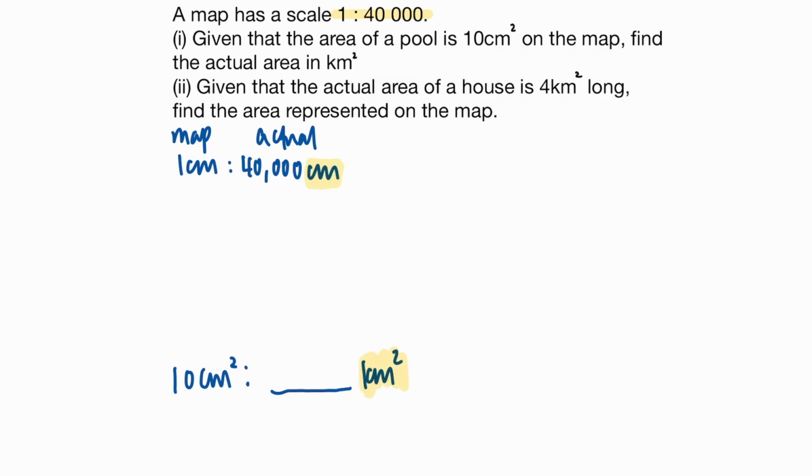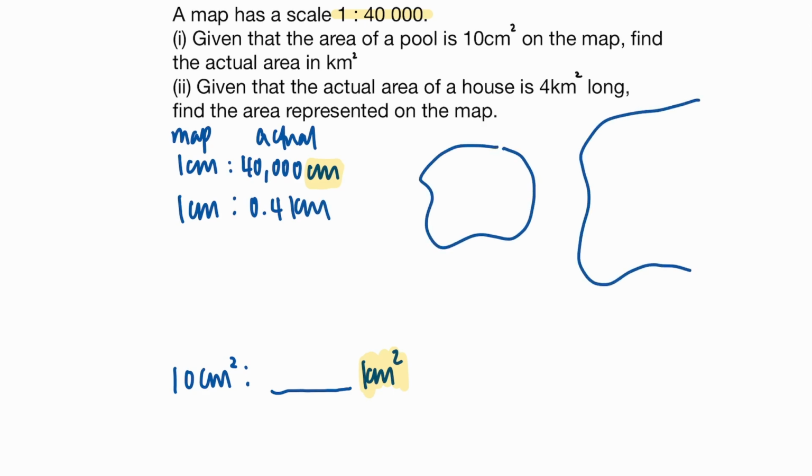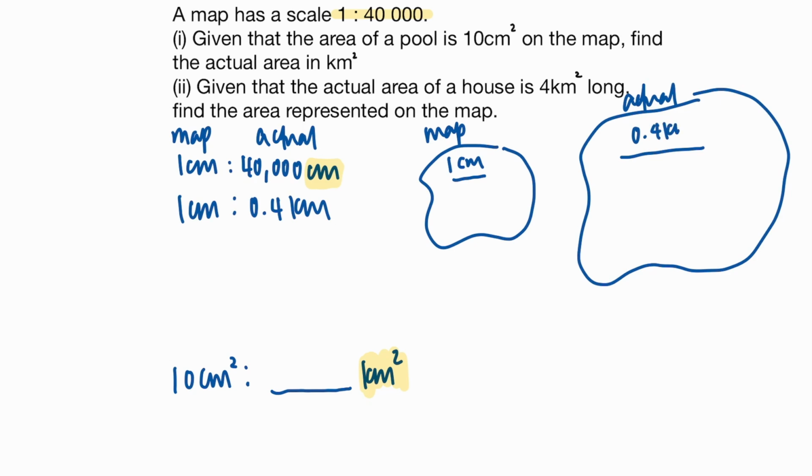And how does it work? First of all, we're going to convert centimeter to km so that the values will be smaller for us to manage. To convert centimeter to kilometers, we will divide by 100 and then divide by 1,000, which gives us 0.4 km. So let's consider a map here, and this is our actual. Say we have a length here which is 1 cm, which represents 0.4 km on the actual scale.